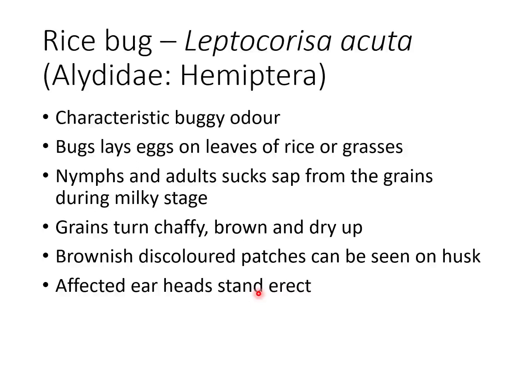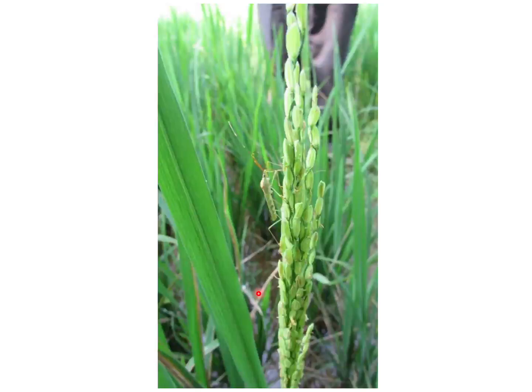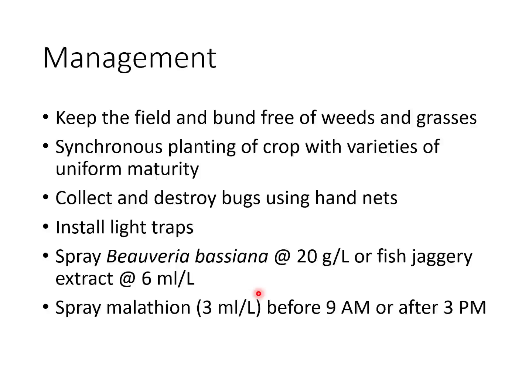Try to pull it out, the white ear will come out easily, but in rice bug it won't come out. Coming to the management, as weeds are the major host for the buildup of rice bug population, remove the weeds from the field as well as bunds. And as we had discussed in the case of BPH, we should go for synchronous planting with uniform maturing varieties.